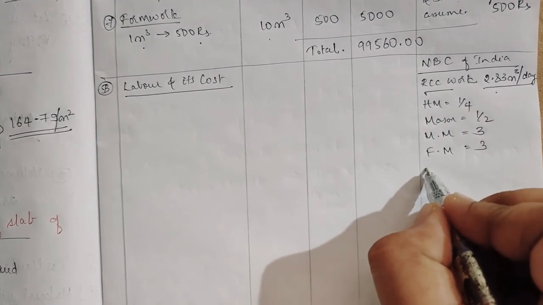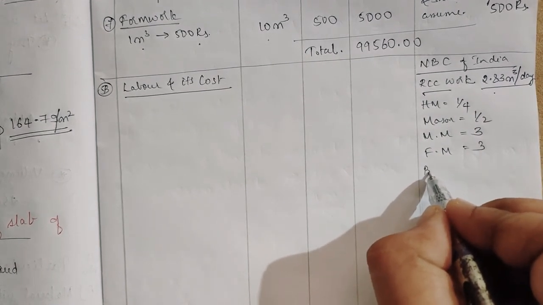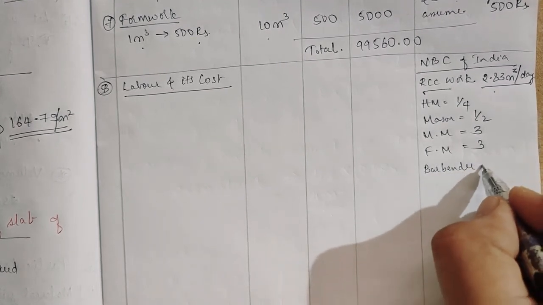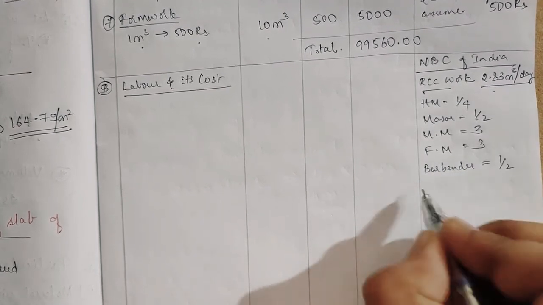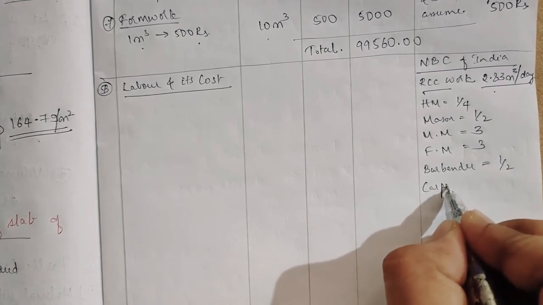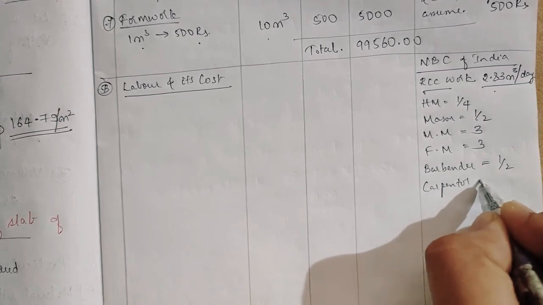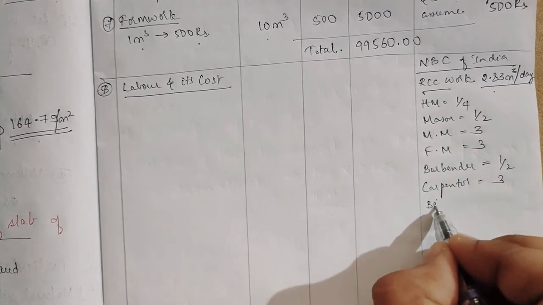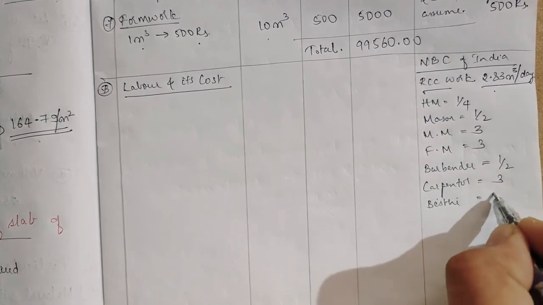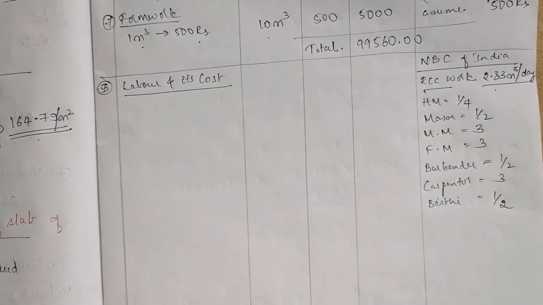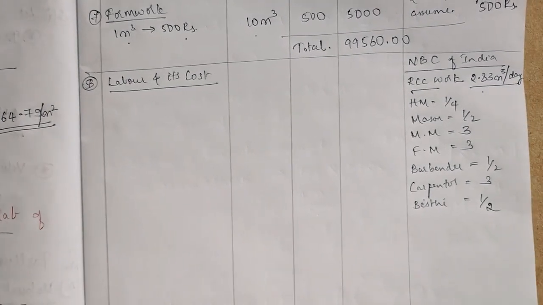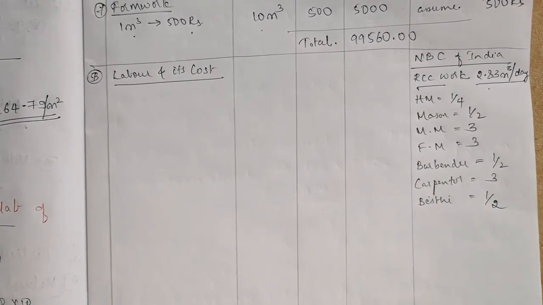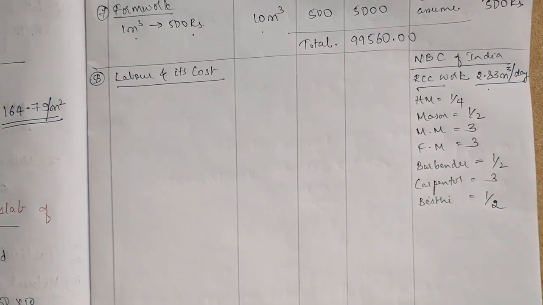Then we require bar bender, right, to bend the bar, half. Then we require carpenter for the form work, 3 number, and helper bisti, half. So these are the quantities. Now we have to calculate these laborers and their cost.